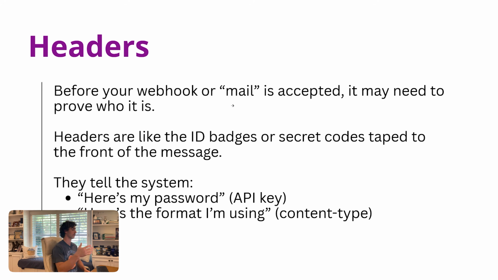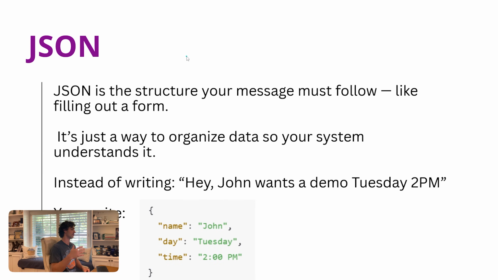It may need to actually prove who it is. So headers are like the ID badges or secret codes taped to the front of the message. They tell the system, hey, here's my password, and that's something like an API key, or here's the format I'm using, so something like JSON, and that would be your content type. Just so the mailbox knows, okay, this is the form the data's in, and we make sure you're actually able to send this data.